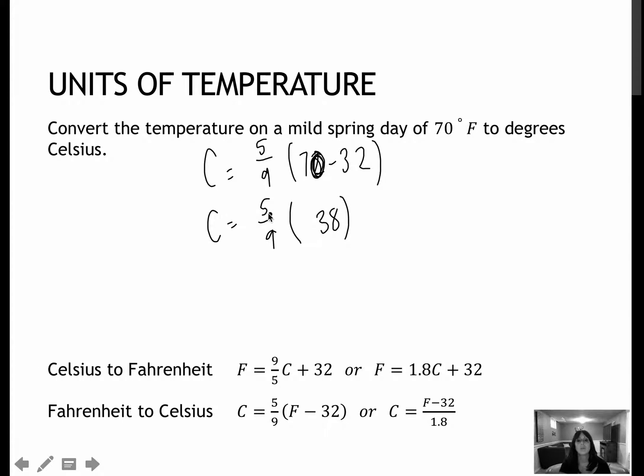So again, when we multiply with fractions, remember you're just multiplying by the numerator and dividing by the denominator. So we're going to take 38 times 5 divided by 9. And we end up with 21.1 repeating degrees, or 21 1/9 degrees Celsius.